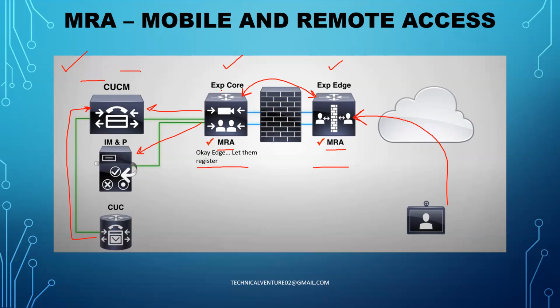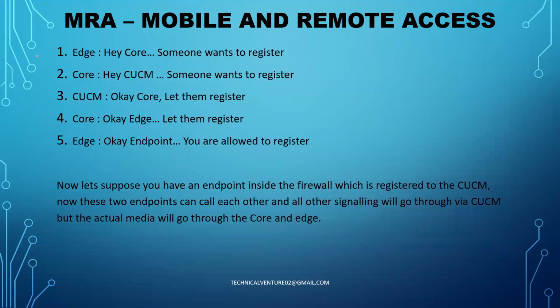Then Expressway Core will tell Expressway Edge, okay, Edge, let them register. Now Expressway Edge will send a request to the endpoint and say, okay, endpoint, you are allowed to register. Once all these steps are done, only then will your endpoint get registered on the CUCM, right? So these steps are already written here as well. The first step would be Edge saying, hey core, someone wants to register. Then core will say, hey CUCM, someone wants to register. Then the next step would be CUCM, then again core, and again Edge.